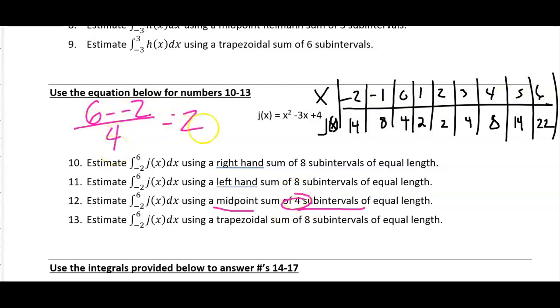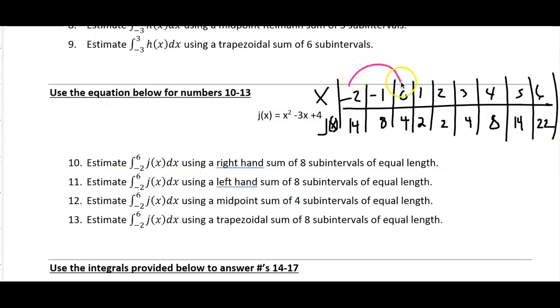So that's 8 over 4, which is 2. So I want to be going by 2s here. Starting off at the first number there of -2, if I add 2 to that, I get to 0, and then 2, and then 4, and then 6, and that gives me 4 subintervals. And each one of these represents the base of my rectangle. So now the bases are actually something other than 1. They're actually 2 now, right?